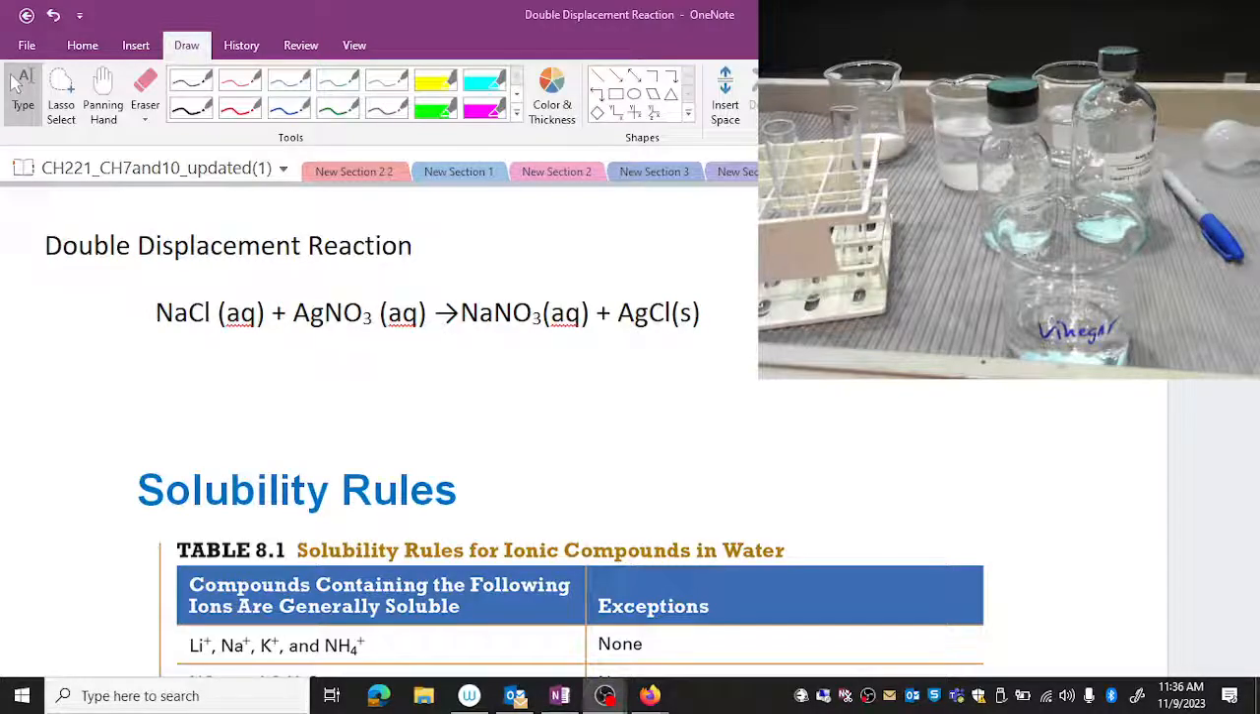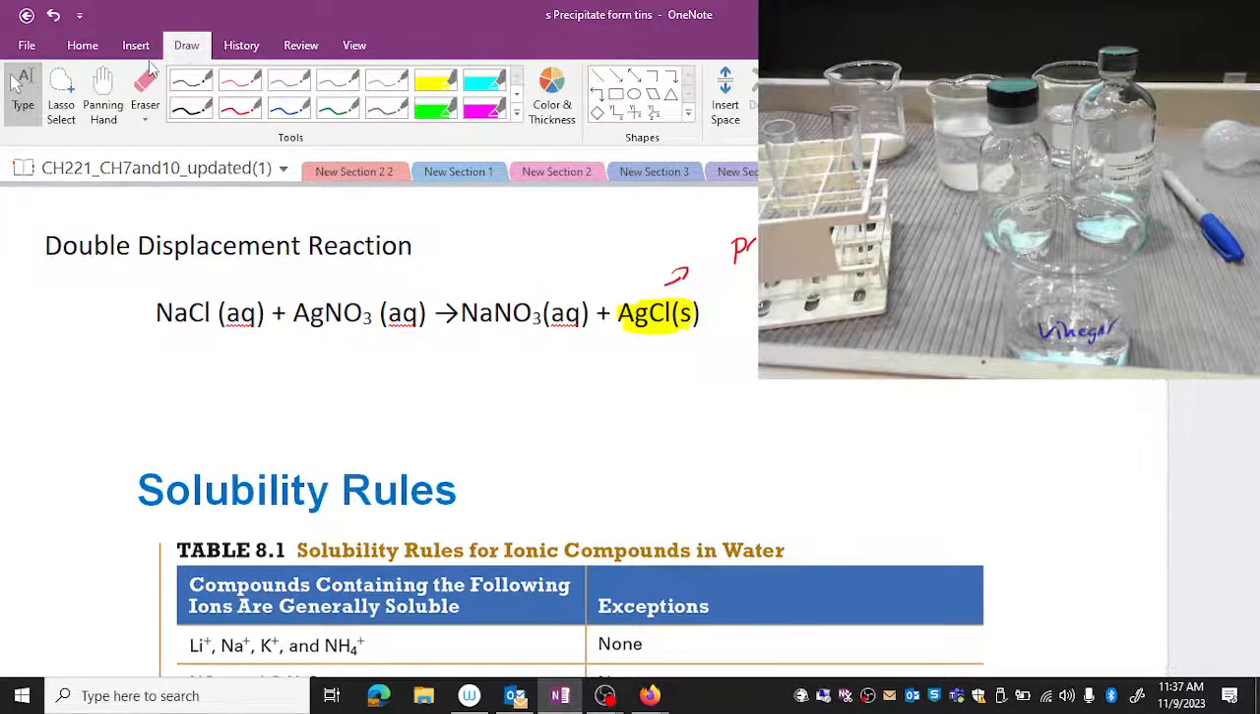So it's the silver chloride that makes the white cloudiness? Exactly. And so now we'll do another reaction in a second. And we'll look at these rules because that will explain to us what's going on. But yes, the key part of that reaction is that we had to have some sort of precipitate formation. And so that has to drive the reaction forward.